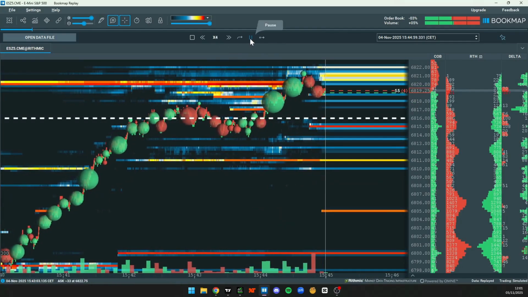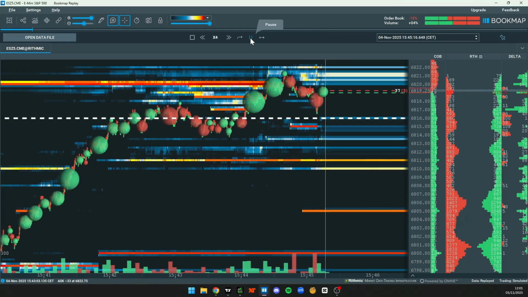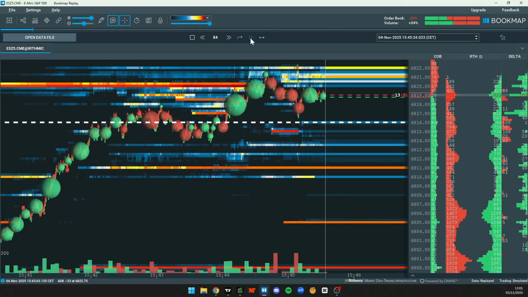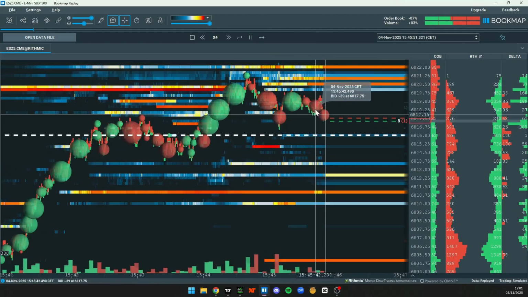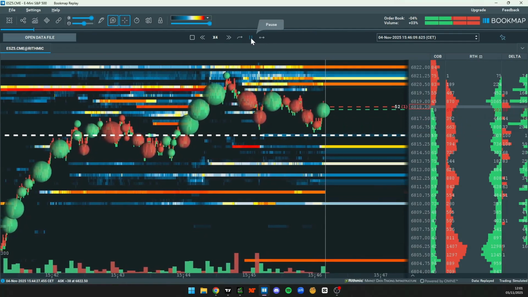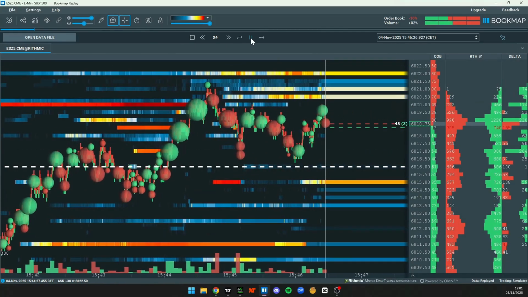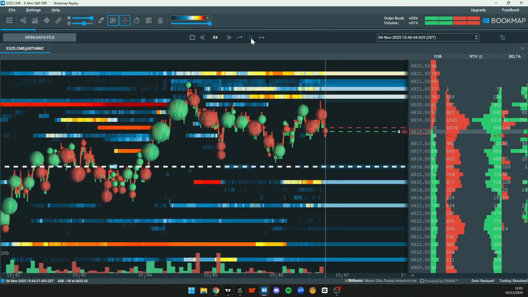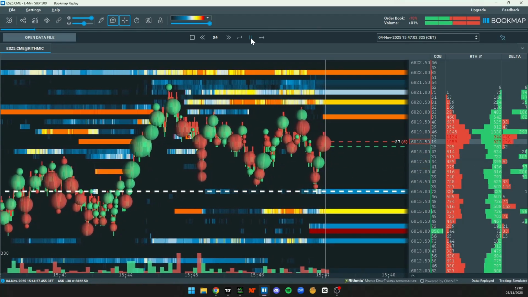And now we'll look for a retest of this level of the 16s. Needs to come back. Weaker selling again. Aggressive buyers are stepping in. Still didn't retest the 16 level. There we go.